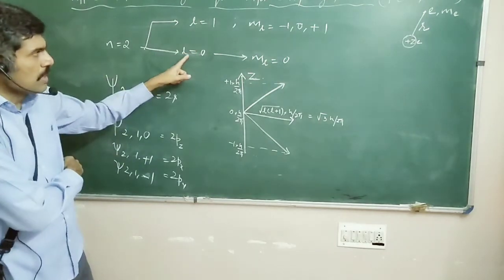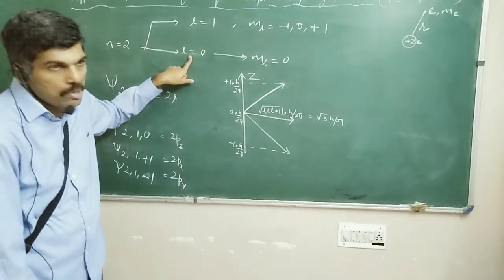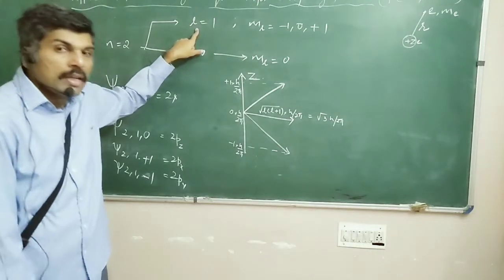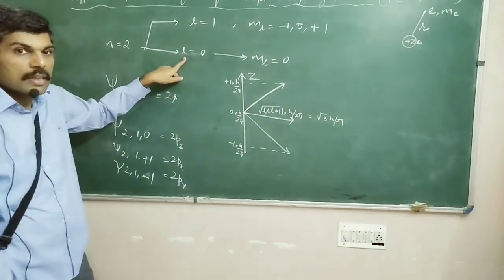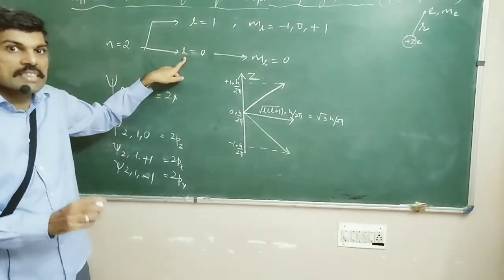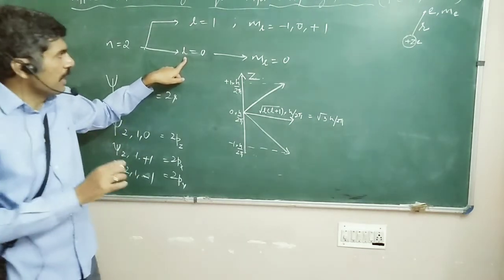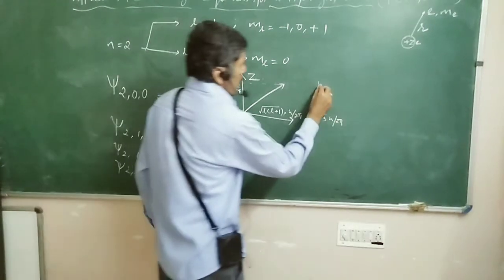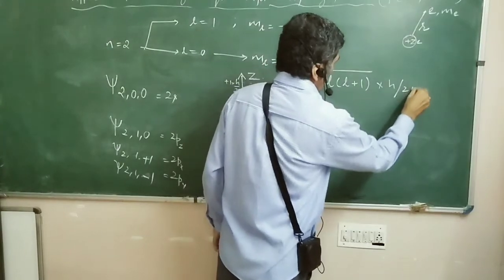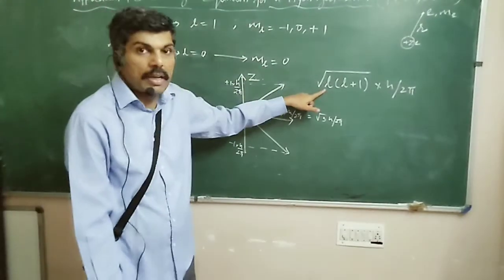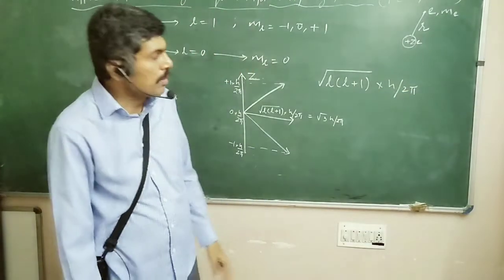When L equal to 0, the corresponding wave function is given the name S orbital, and when L equal to 1, the corresponding wave function is given the name P orbital. Please notice that L decides the magnitude of the angular momentum. So very clearly, when you put L equal to 0, the magnitude of the angular momentum is given by the formula root of L into L plus 1 into h by 2 pi. So when you put L equal to 0 here, it becomes 0 into h by 2 pi, which means that the angular momentum is 0.